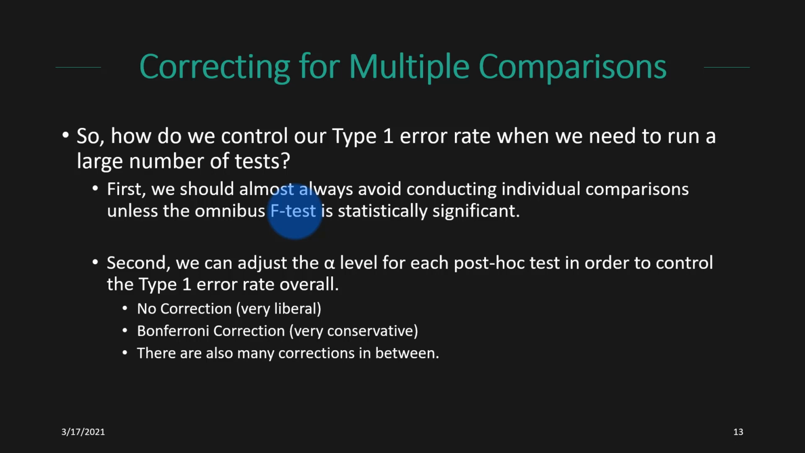And in this video, I'll talk about a couple different ways that we can approach that, focusing mostly on doing no correction for the alpha level, which is very liberal, or doing the Bonferroni correction for the alpha level, which tends to be very conservative. But you should know that there are a lot of different types of corrections and adjustments that you can make based on the relative costs of false positive versus false negative errors in your research.